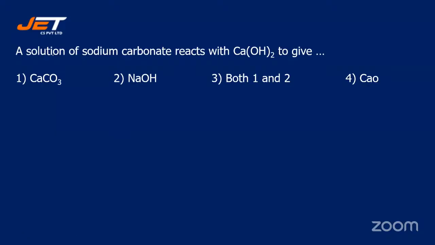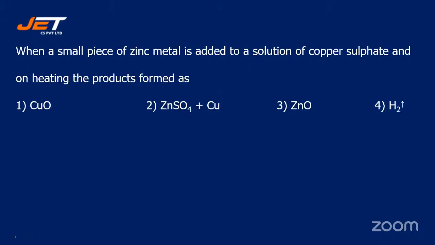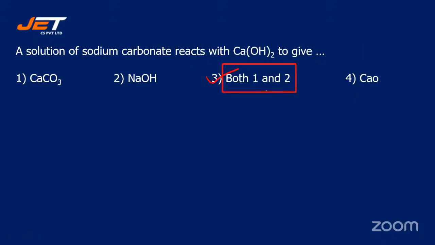Next question. A solution of sodium carbonate reacts with calcium hydroxide to give what? First option is calcium carbonate. Second option is sodium hydroxide. Third option is both 1 and 2. And fourth option is calcium oxide. Which is the right option? Let us see who will be answering. Harshvardhan has mentioned it as option 3. Srutasya is mentioning it as both option 1 and 2. So let us see which is the right option. The correct answer is both 1 and 2.